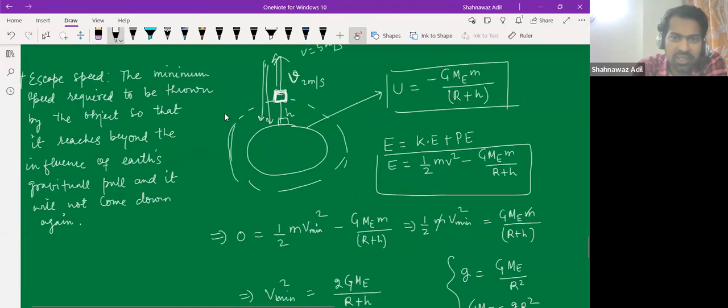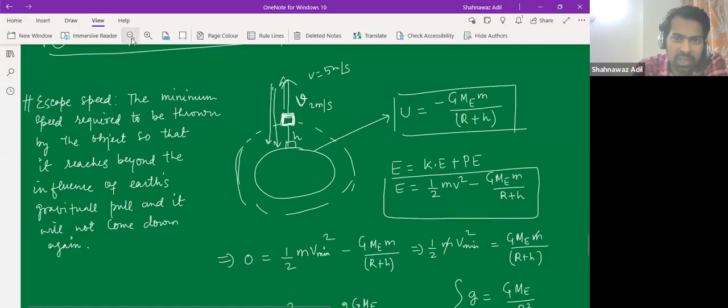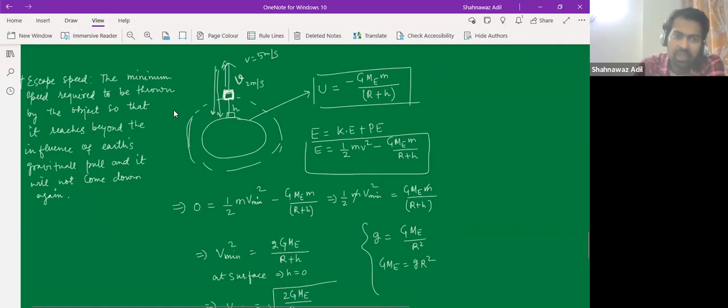So is this clear, guys? Yes, sir. Please note it down, and if you have any doubt, please ask. The idea of escape speed is that we have to provide the minimum velocity so that it covers the potential energy. So kinetic energy becomes equal to the potential energy, right? In that way we can achieve this escape.